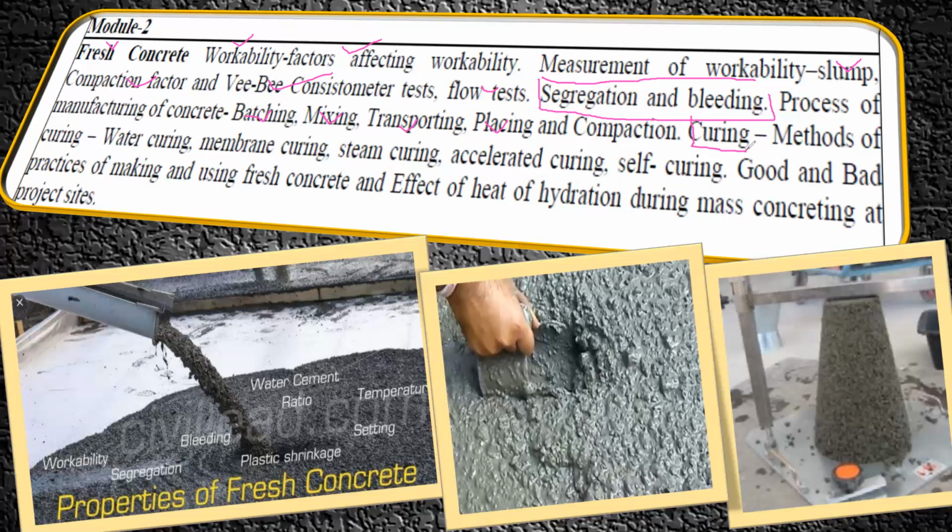Whenever you see any concreting work done, you see people applying water over that on the slab or maybe on the column. They try to spray the water on the concrete surface, so that is called curing. In that we have different methods, like water curing, which is usually followed everywhere. Then we have membrane curing, steam curing, accelerated curing, and self curing.